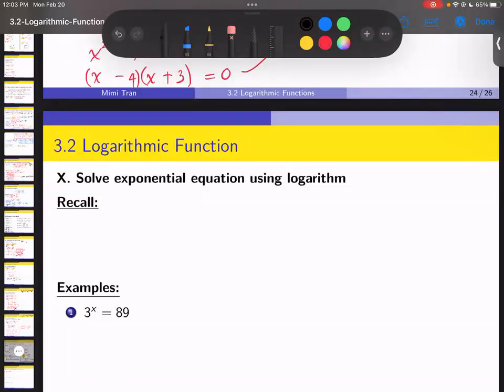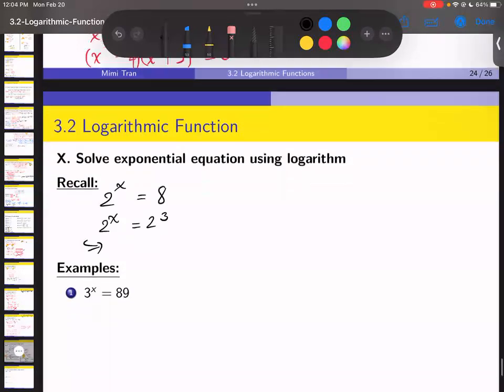Recall from last time, if I have, say, 2 to the x equal 8, I want you to solve this equation. What you do is you turn the 8 into 2 cubed, right? And then apply the rule. If a to the x equal a to the y, then x equal y, right? So that means x equal 3 and you're done.